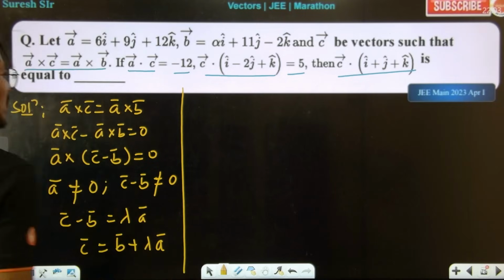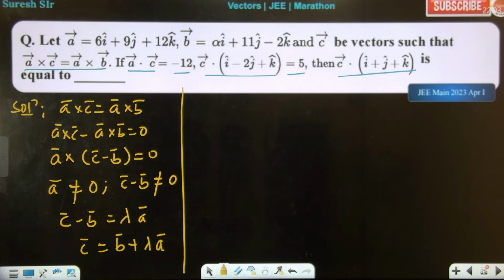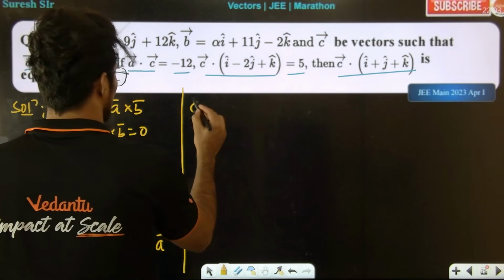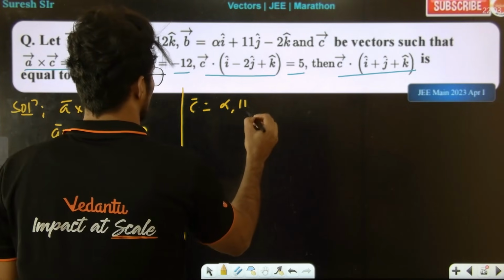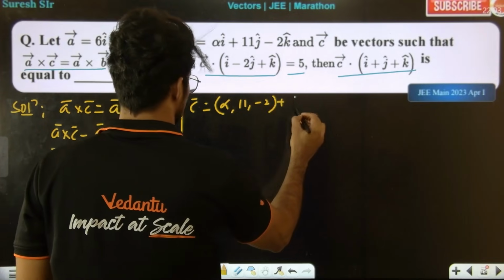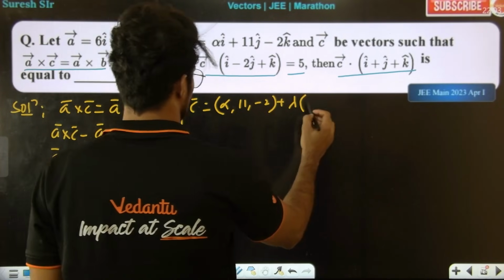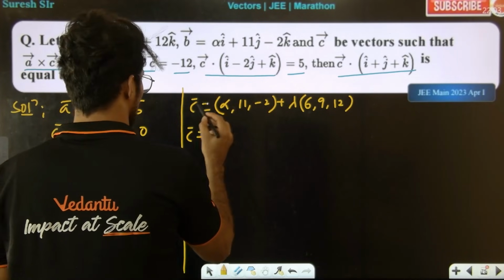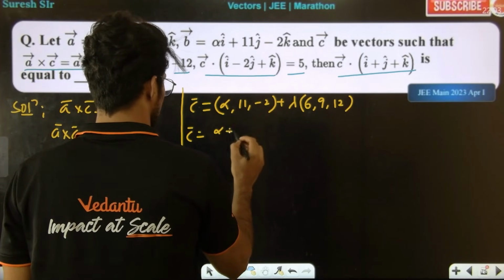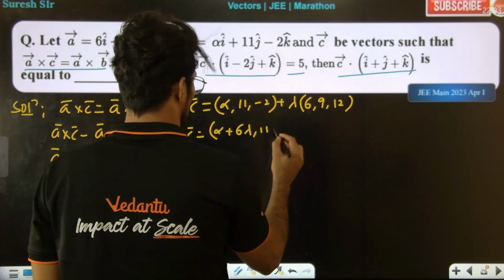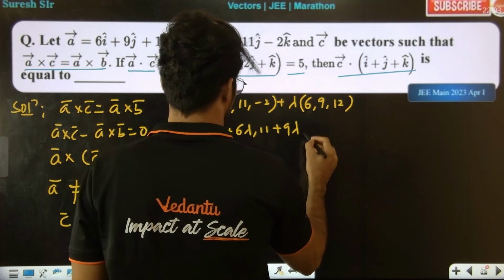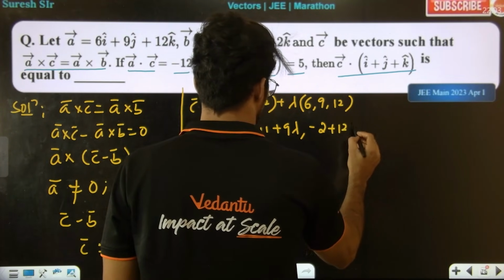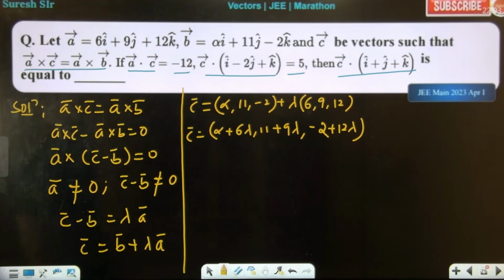Let me take now A dot C is equal to 12 given, sir. Now C vector I do not know. Now C vector is basically B plus lambda A. What is B given? B is alpha, 11, minus 2, sir, plus lambda times of A. A is what, sir? 6, 9, 12. So C vector is basically alpha plus 6 lambda, 9 plus 9 lambda, minus 2 plus 12 lambda. You understand? This is the C vector.